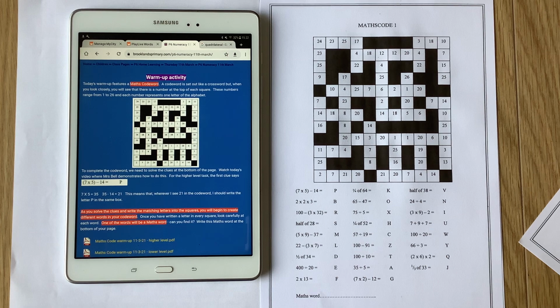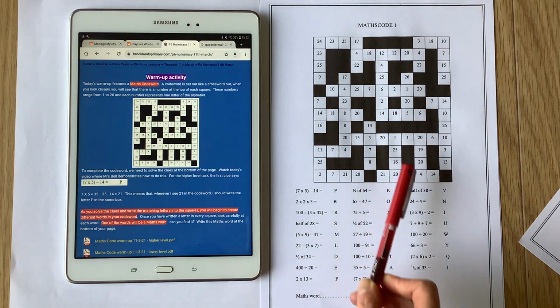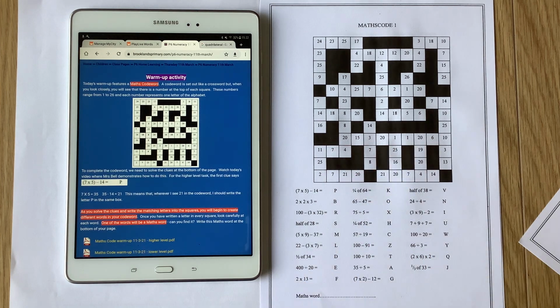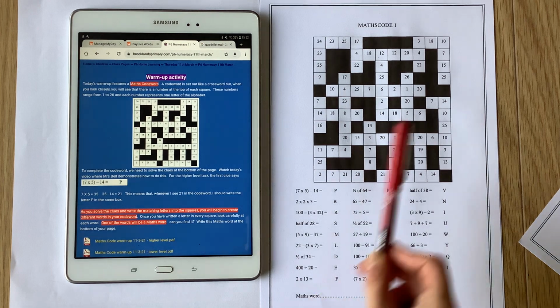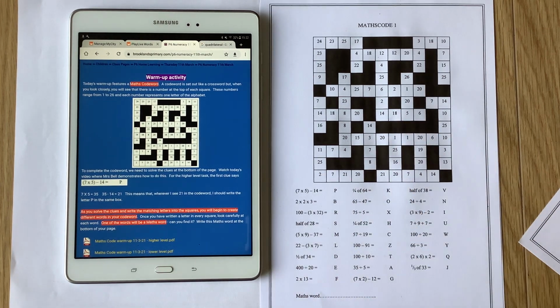Now, if you look very closely at the numbers, you might notice, what's the smallest number? Well, the smallest number is 1. What's the biggest number you can see on the page? Well, the biggest number on this page is 26. So the numbers go from 1 to 26. Why from 1 to 26? Well, there are 26 letters in the alphabet.